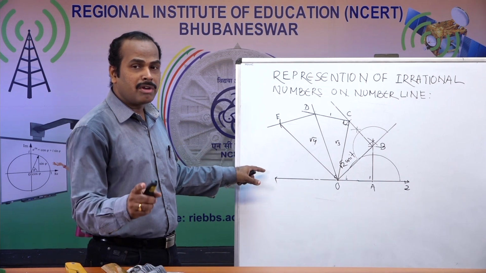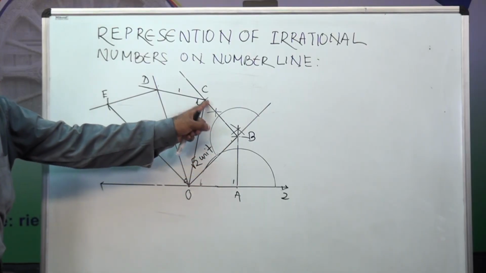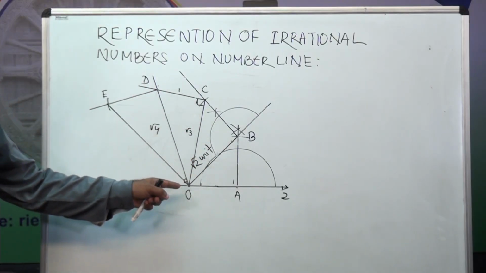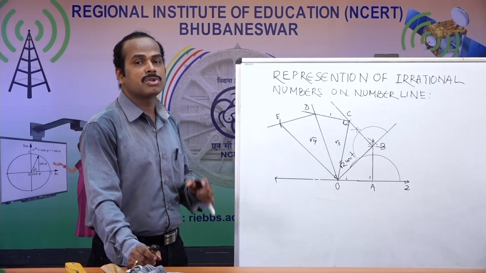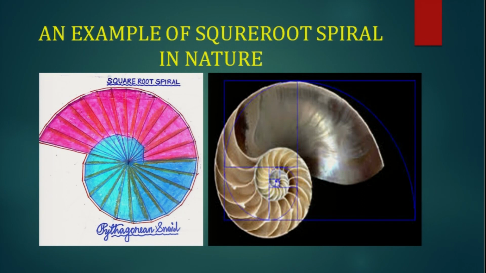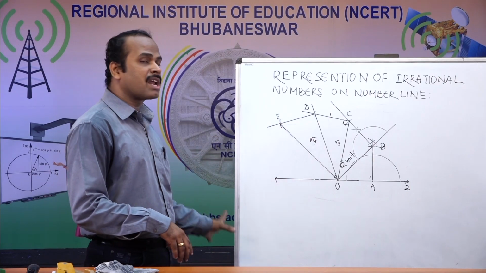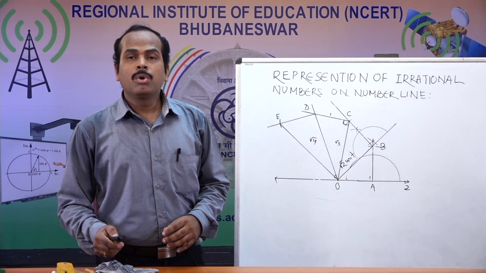By using this 1 unit, I got root 2. Root 2 plus 1, I got root 3. Root 3 and 1, I got root 4. Root 4 again 1, I got root 5. If you keep on going like this, you will find there is a square root spiral. Such a square root spiral we can see in nature also. You can see in the slide there is a picture which looks exactly like a square root spiral. If you go on adding many square root spirals, that type of picture is very interesting. Okay, then we'll go to the next.